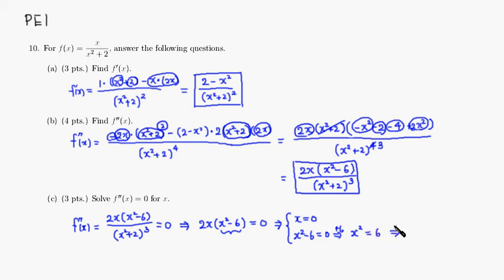Then, to isolate x, we take the square root of both sides. But whenever you take the square root of both sides, we have to make sure to consider positive and negative. So we have x equals 0, and also plus or minus square root of 6. That's how you find the x values that make f double prime equal to 0. That's it. I hope that this was clear.